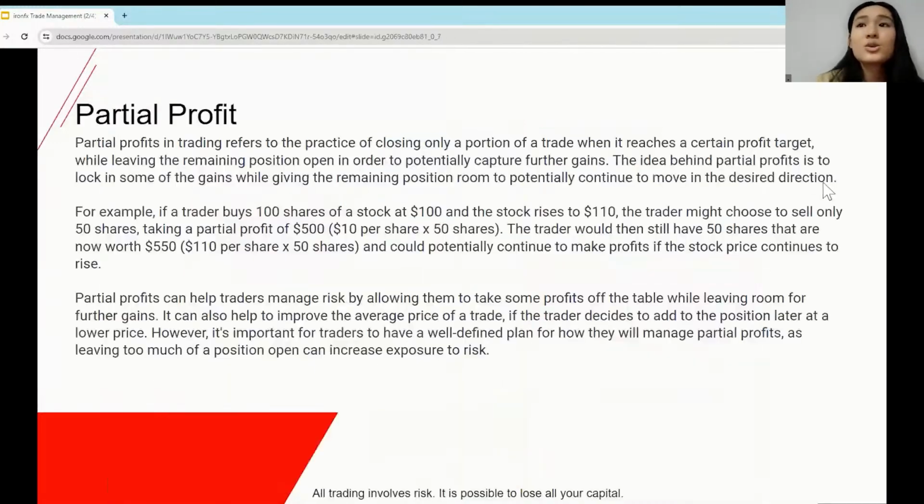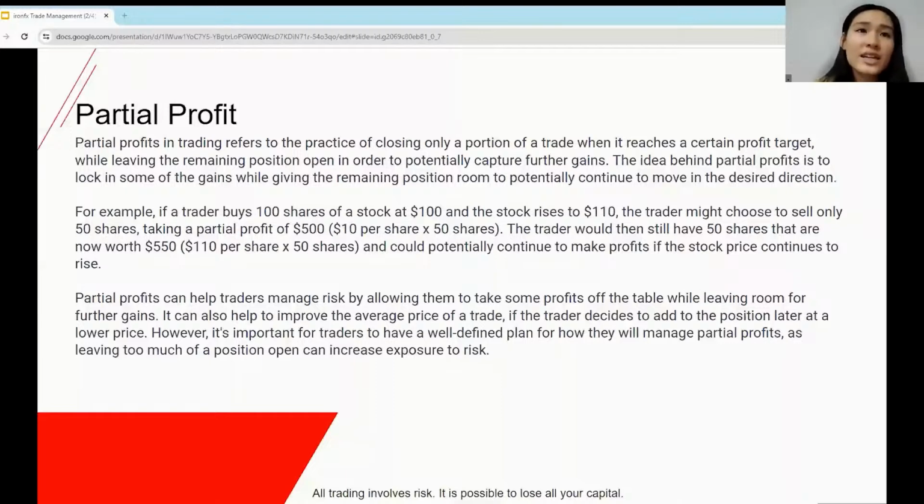Okay. So now let's talk a bit about partial profit. So partial profit basically refers to the practice of closing only a portion of a trade when it reaches a certain profit target, while leaving the remaining position open in order to potentially capture further gains. So the idea behind partial profits is to lock in some of the gains while giving the remaining position room to potentially continue to move in the desired direction. So basically, it's typically used when there is a strong resistance area and you are unsure if price will rise to take your take profit.